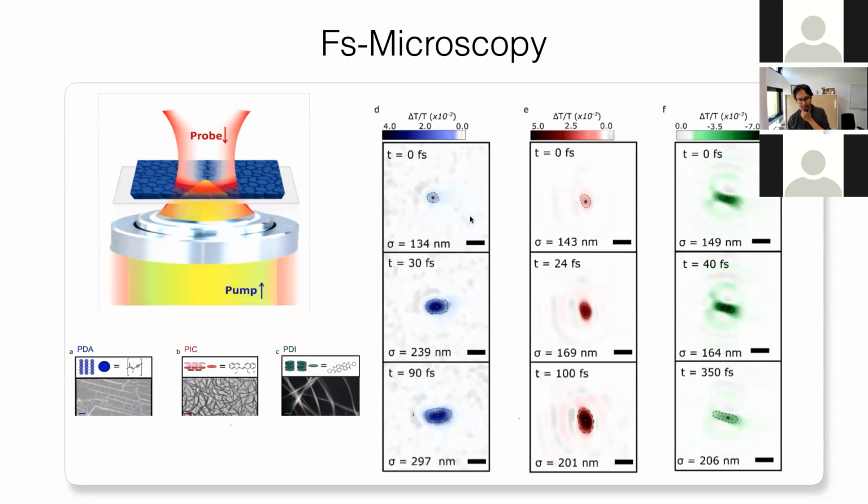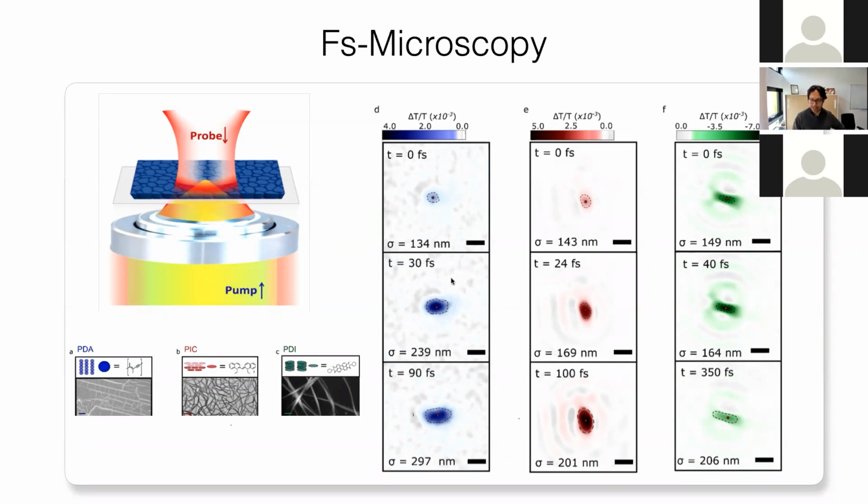You can follow the color scheme here. We have PDAs in the blue, this J-aggregate system, PIC, in the red, and our PDIs in the green. What you can see over here is that we excite our sample and we're imaging the flow of excitons in time. At t equal to 0 femtoseconds, immediately after we excite, we have a spot which is basically exactly the size of the spot we've excited. Our focused pump spot has a sigma of about 130 to 150 nanometers. This is what we expect from the diffraction limit.